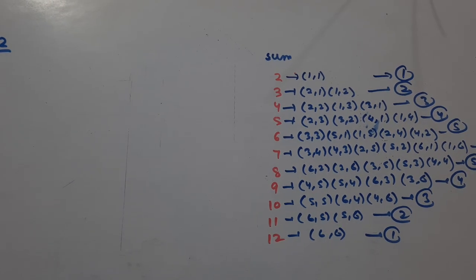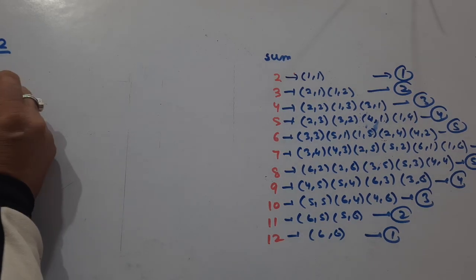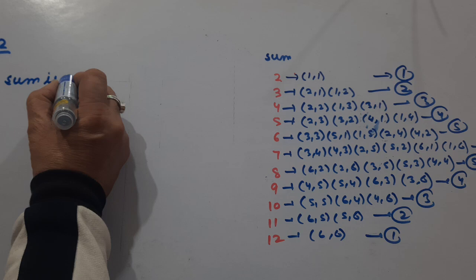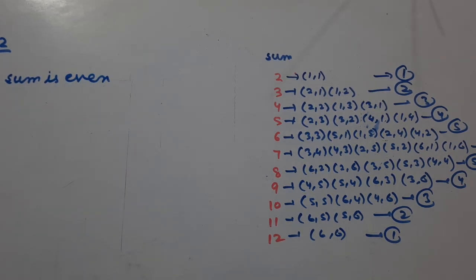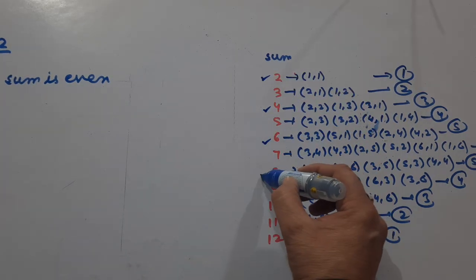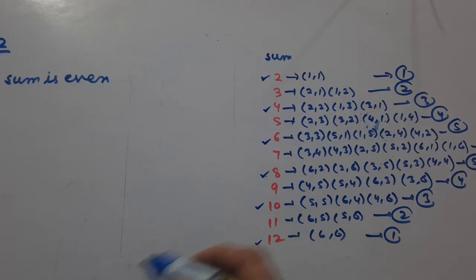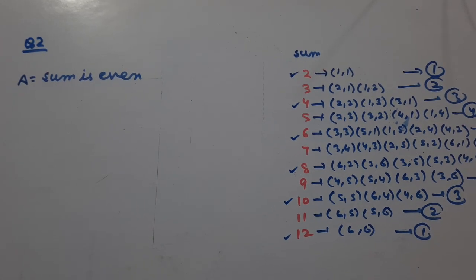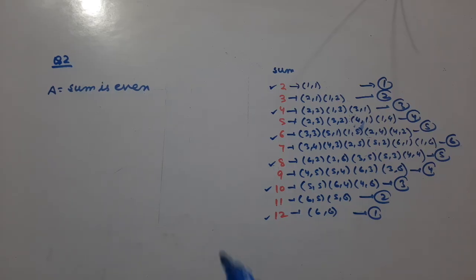Now students, question number 2: two dice are thrown and the sum of the numbers which come up on the dice is noted. Event A is: sum is even. Sum is even means the sum may be 2, 4, 6, 8, 10 or 12.